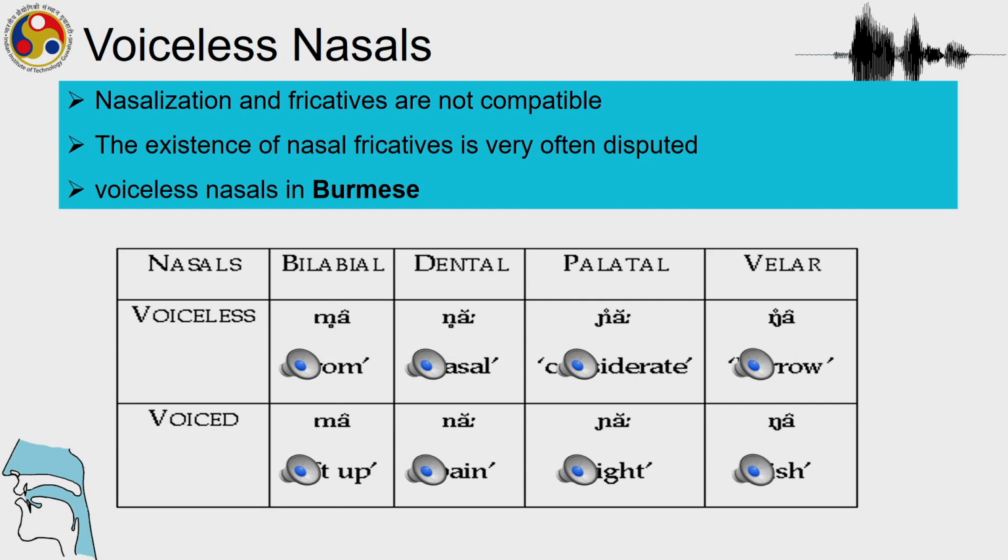These are voiceless nasals from Burmese. Burmese can have contrastive nasals which are along the places of articulation of bilabial, dental, palatal and velar. And in all these places of articulation, they can contrast based on the state of the glottis, that is voiceless versus voiced. So Burmese has voiceless and voiced nasals in all the places of articulation possible for the nasals, that is bilabial, dental, palatal and velar.